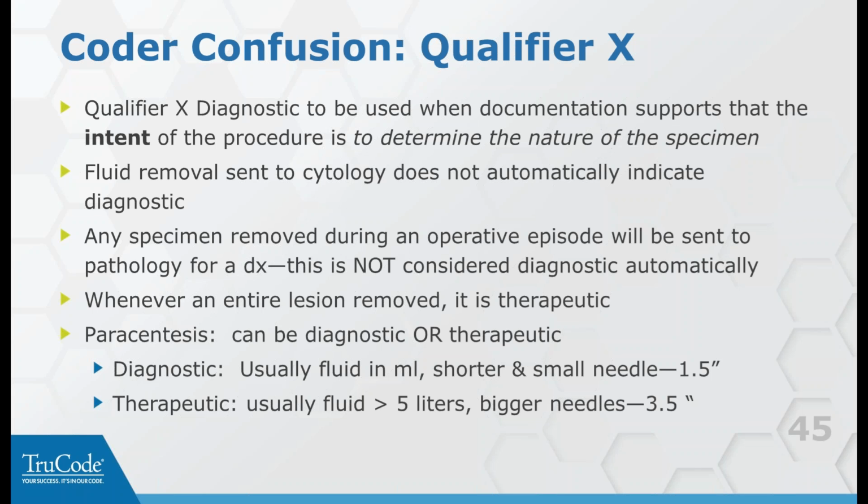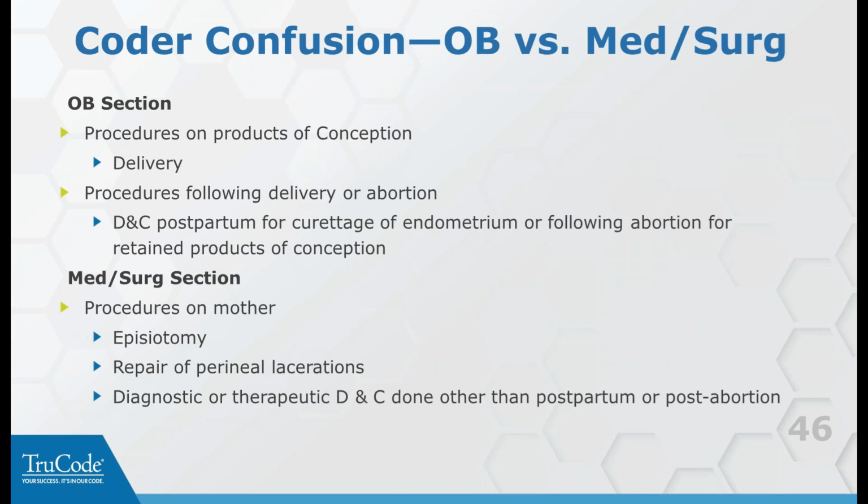Important also to understand for OB procedures the difference between what is coded to the OB section and what is coded to the Med-Surg section. The OB section procedures all start with a 1. Those are only assigned for procedures on the products of conception or following delivery or abortion. The things that are done to the mother during delivery, such as an episiotomy, repair of perineal lacerations, or diagnostic or therapeutic D&C done other than postpartum or post-abortion, are going to be coded to the medical surgical procedure codes, which start with 0.